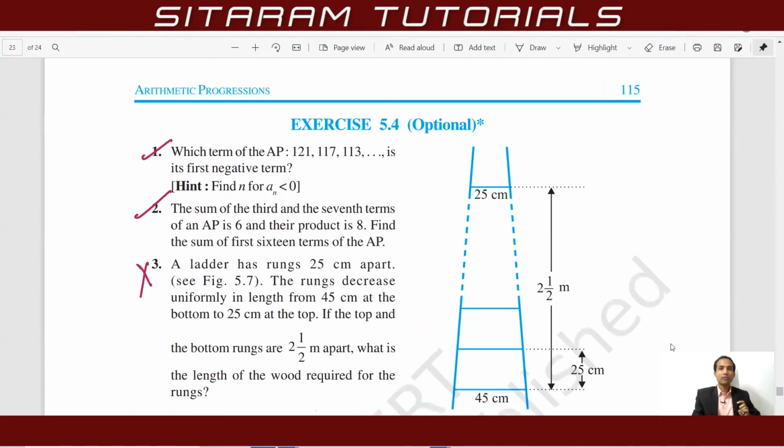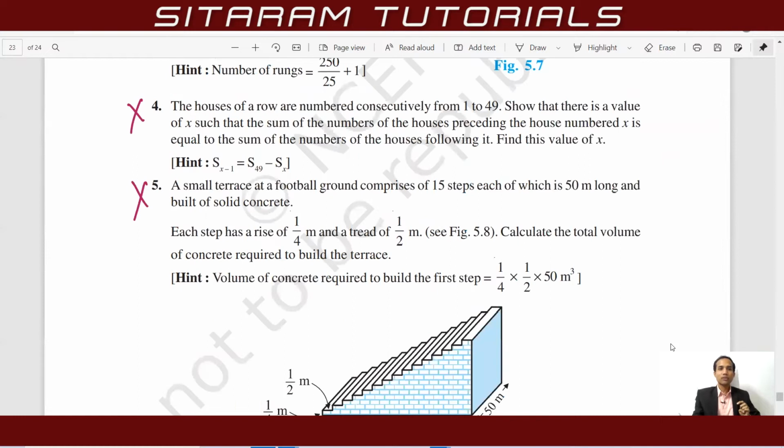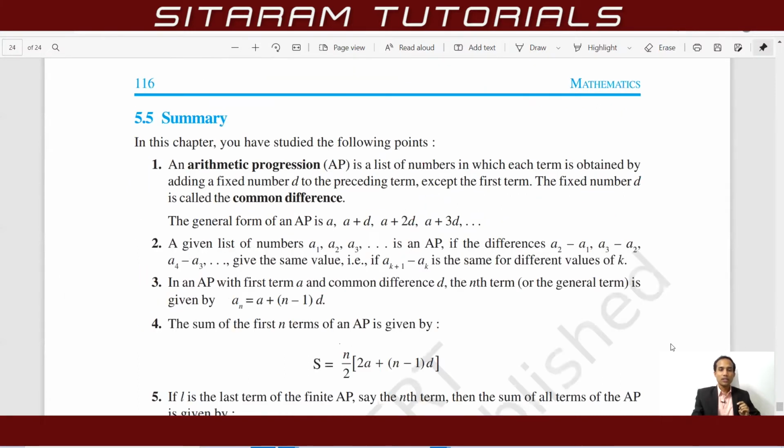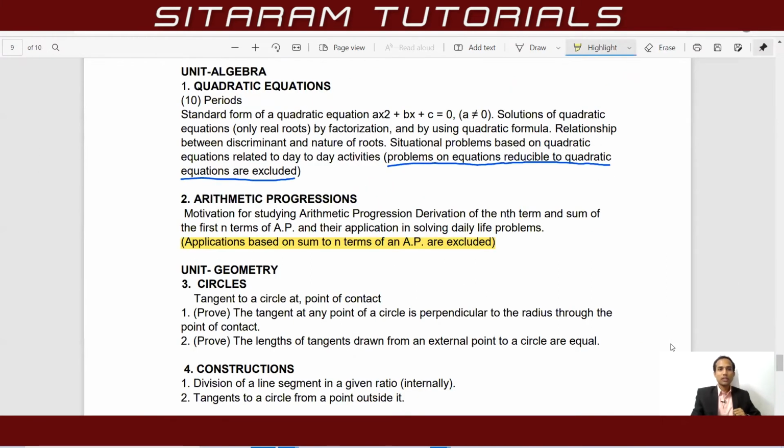Now exercise 5.4 is optional exercise. You can do this also. First question and second question are there in the syllabus. Third, fourth, fifth are not going to be there for the exam. So this is about arithmetic progressions. Now we'll go to the next topic.